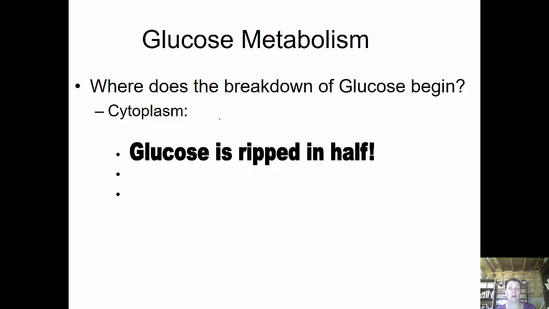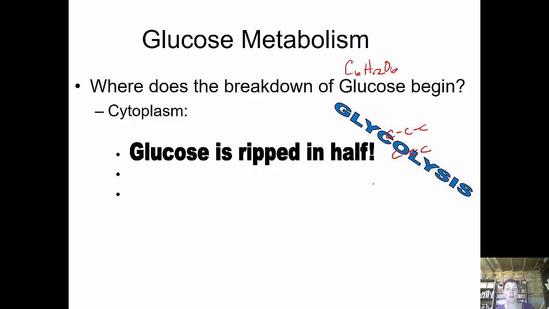Rip it in half. Because remember, glucose is C6H12O6. And by ripping it in half, we end up with two 3-carbon molecules. Okay, so we end up with carbon, carbon, carbon, and a carbon, carbon, carbon. We rip it in half. By doing that, we call that glycolysis. Lysis means to break. Glyco means glucose. So it's the ripping of glucose. But you need to know this word. You need to know the word glycolysis.